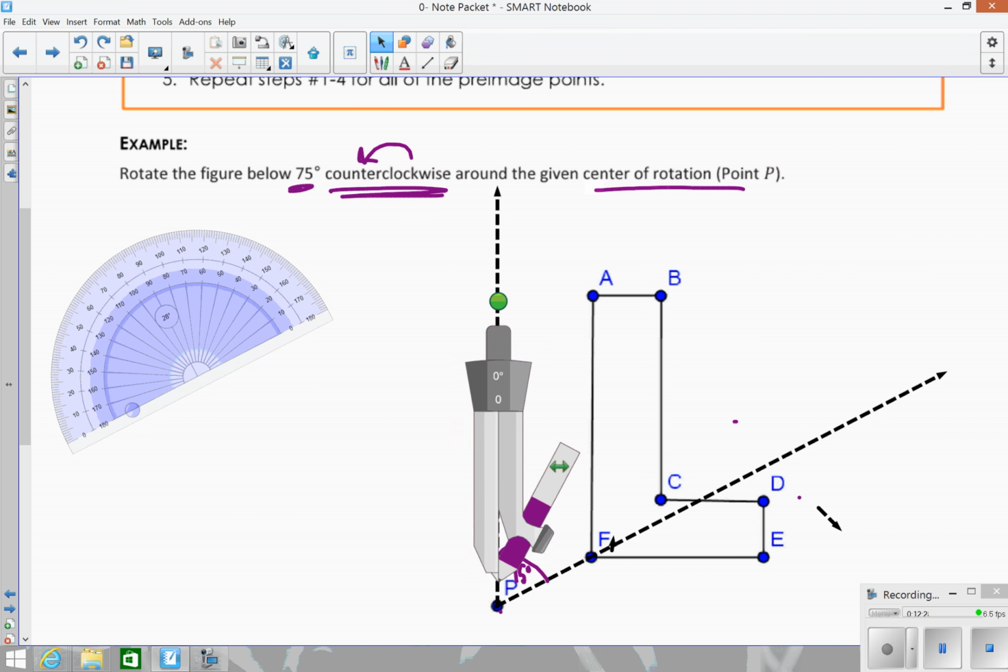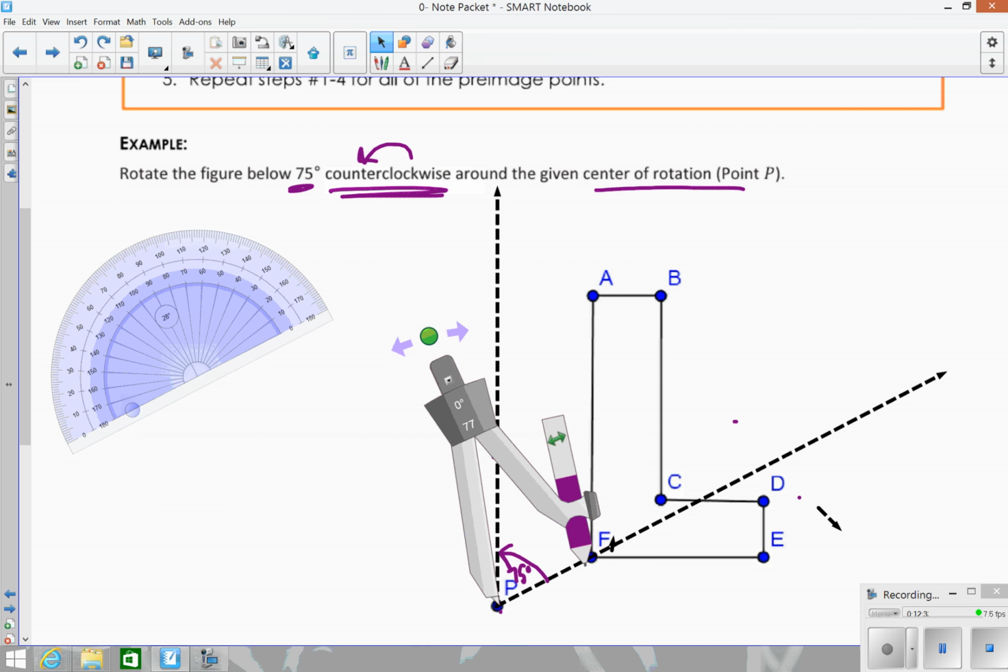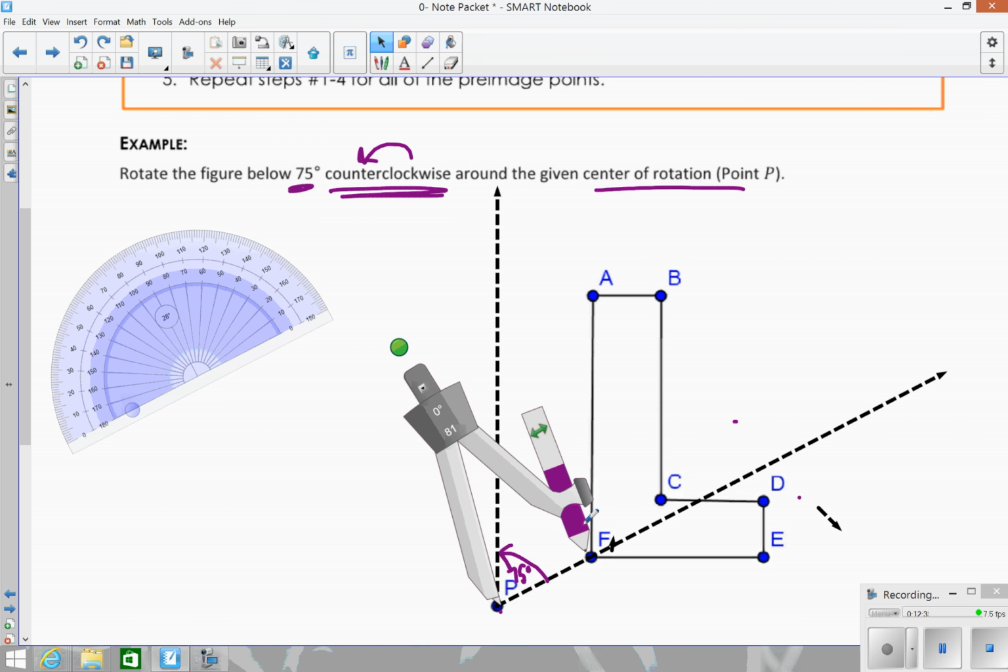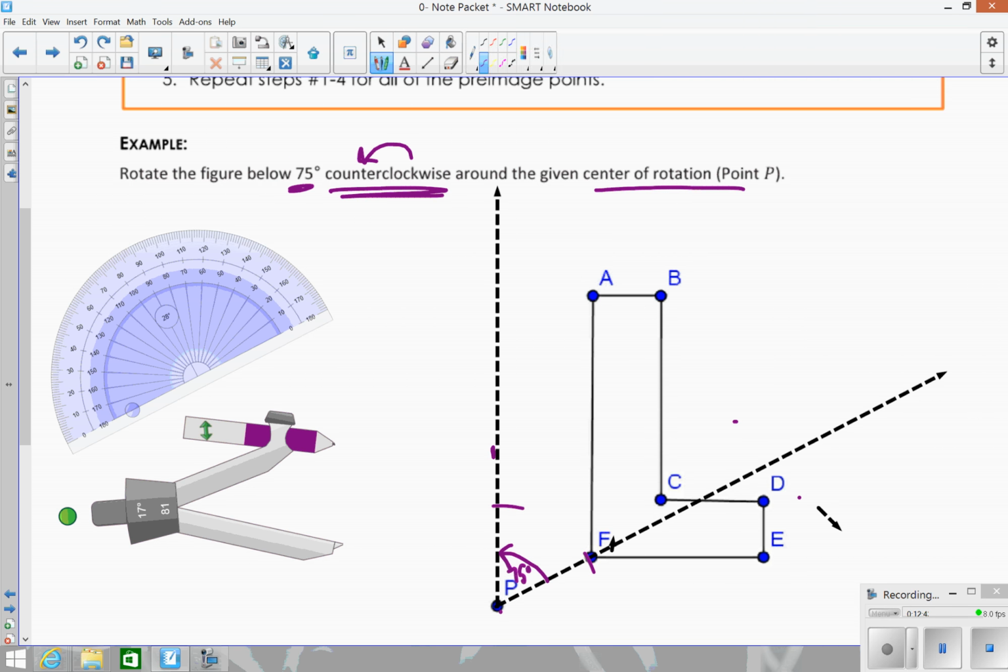So I'm going to take my compass and I'm going to measure from point P to F. And then I'm going to mark that distance, and then I'm going to copy that distance over here where I got 75 degrees. Move that out of the way. And this right here is going to be F prime. Make sure you're labeling these as we do them. So then I'm going to move on to another set of points here.